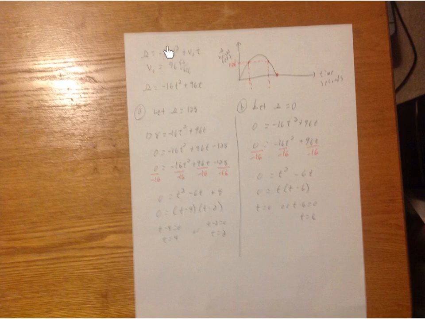T is time, S is the height, V sub 0 is initial velocity, which they give you is 96 feet per second. And so you substitute that in, and that's the equation they give you. Then there's a part A and B.